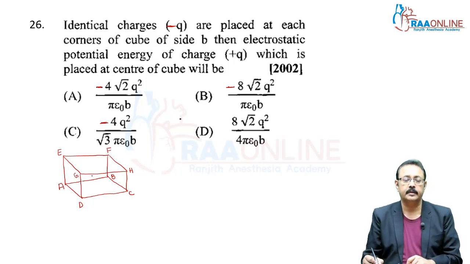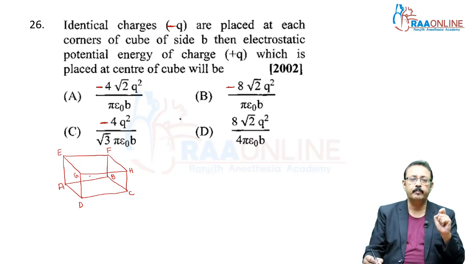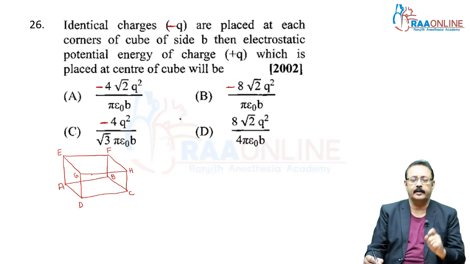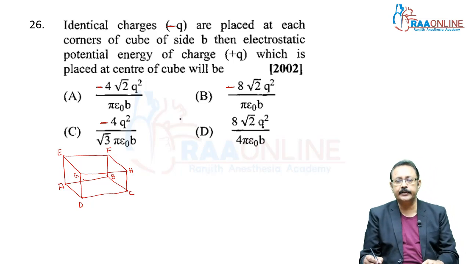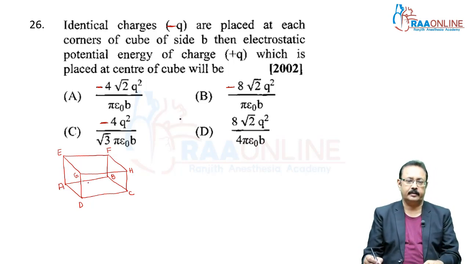We put at the center a plus q charge. You know that center means the middle point of the diagonal, which is equidistant from each charge. We have 8 charges, so we have to calculate potential energy 8 times. For each pair we can calculate, so 8 pairs will be formed.